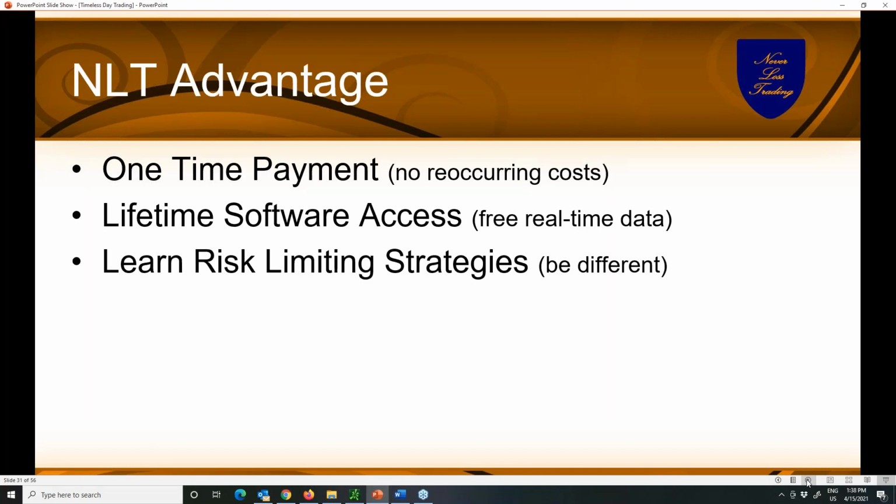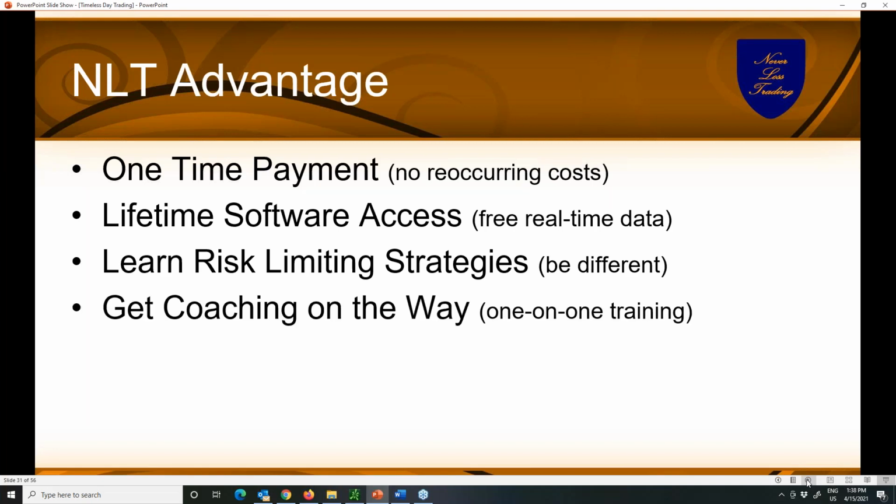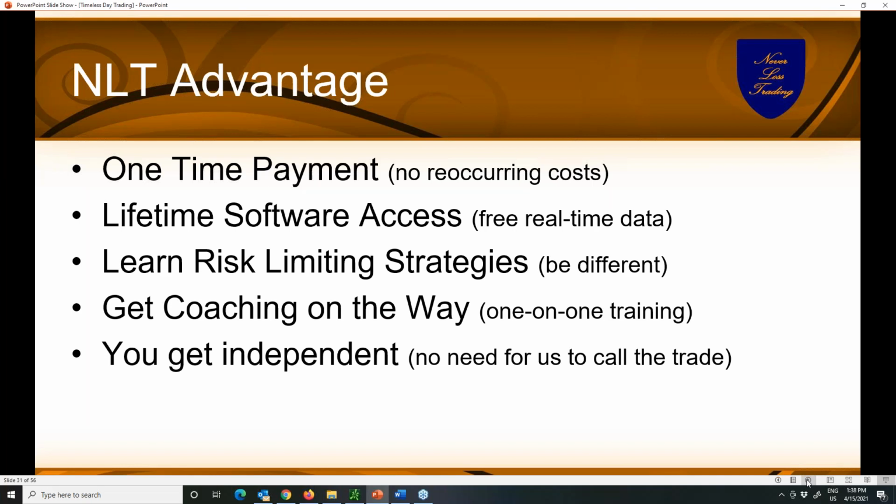You learn risk-limited strategies in addition to what I showed you here of the day trading, because in the hours that we work together, to make you different and to give you a different knowledge, there will be other strategies we cover too. You get coaching on the way because we work 1 month, 2 months, 3 months with you, and you get independent. You don't need somebody to call the trade who might go away or might make bad decisions. You follow an algorithmic system that has an AI component. What does it mean? It readjusts and resets to every asset and to every price move or every time move that can be on the chart.